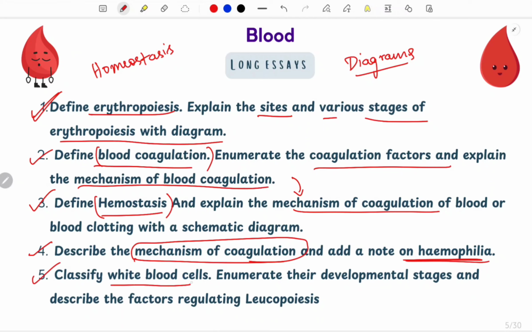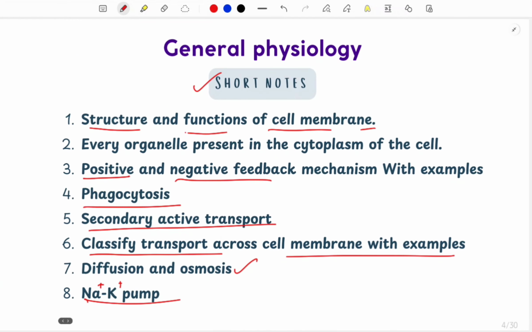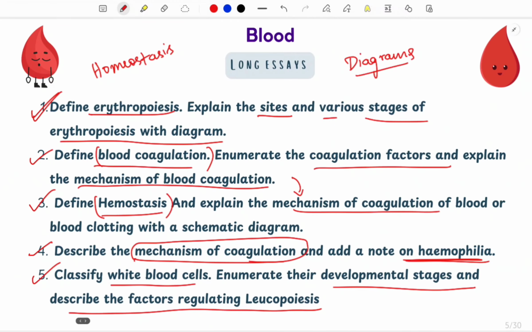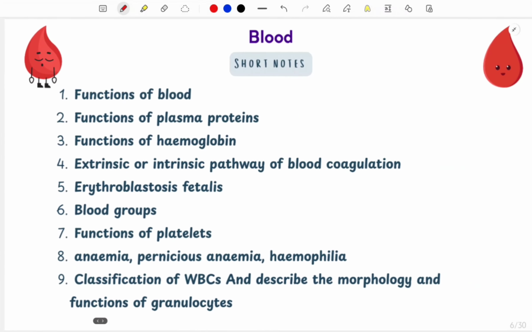Next question can be classify white blood cells and enumerate their developmental stages and describe the factors regulating leukopoiesis. Like how we write erythropoiesis, leukopoiesis is equally important. And remember, these questions are from past year question papers. I have referred a lot of question papers and summarized these questions. So here, mostly the questions will be from these topics, but it can be asked in different formats and in different combinations. That's going to be different.